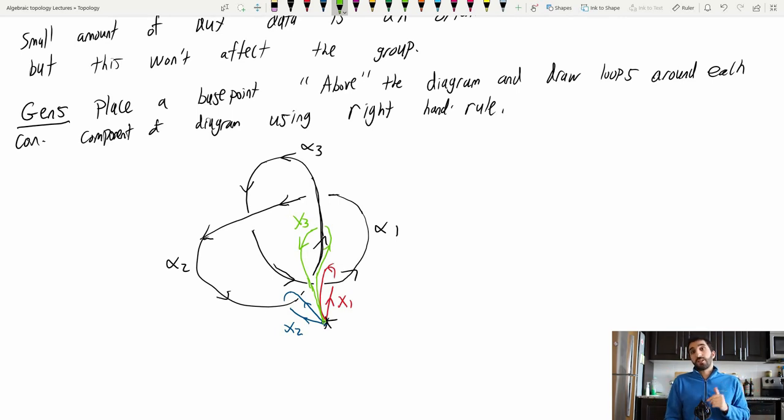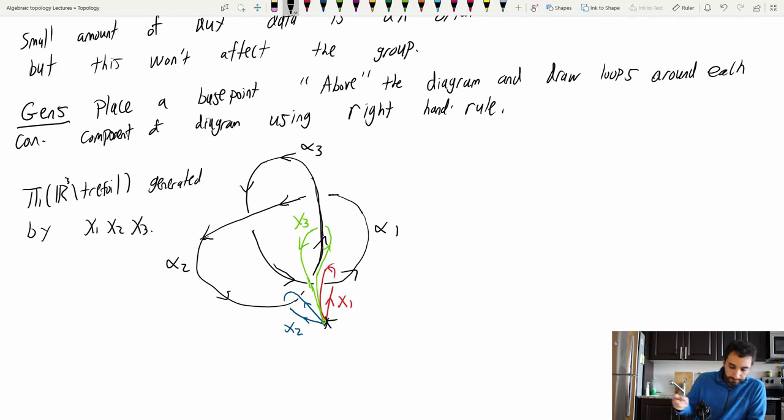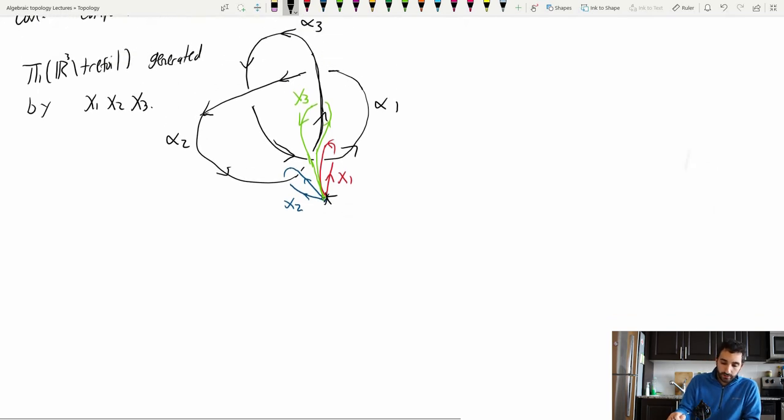We'll give a sketch of how this proof works later, but for now I just wanted to show you how to execute the algorithm. So pi 1 of R3 minus what I have here, the trefoil, is generated by x1, x2, and x3. So those are the generators. Now how about the relations?